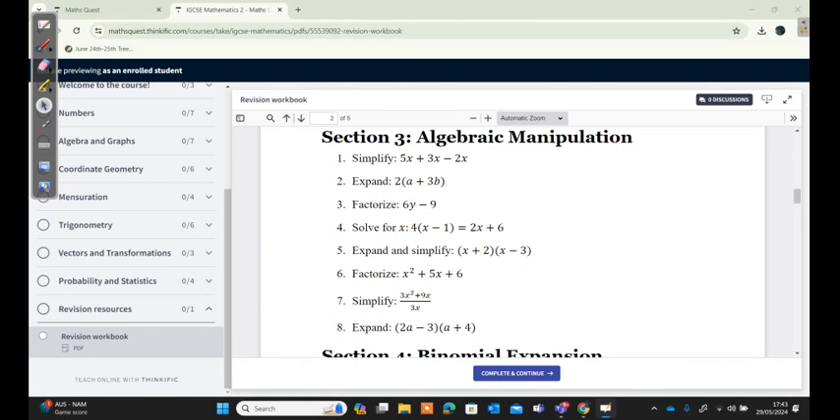Okay. Section 3. So section 3 would be simplification. So number 1 is adding of like terms. So they're all in terms of x, so you can just add them. So 5 plus 3 is 8. 8 minus 2, 6. So it's just 6x. Here you're expanding.